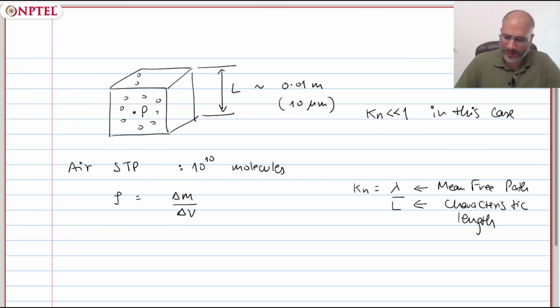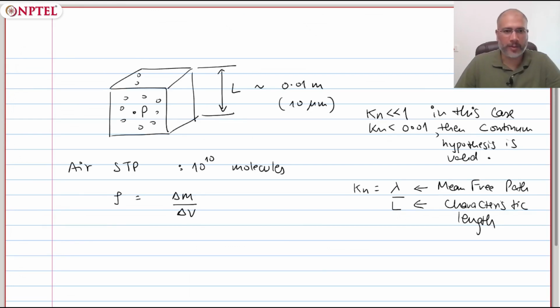In fact, typically we would say that if the Knudsen number is less than 0.01, then the continuum hypothesis is valid. But again, this is a matter of scientific experience. This number 0.01 is not cast in stone. There are situations where the Knudsen number can be of the order of 1, such as in the case of rarefied gases. So in that case, we cannot apply the continuum hypothesis.